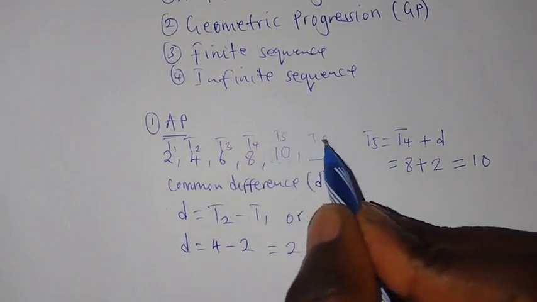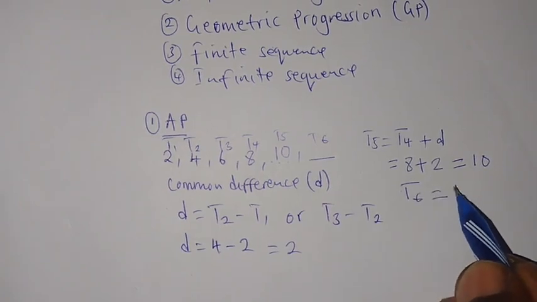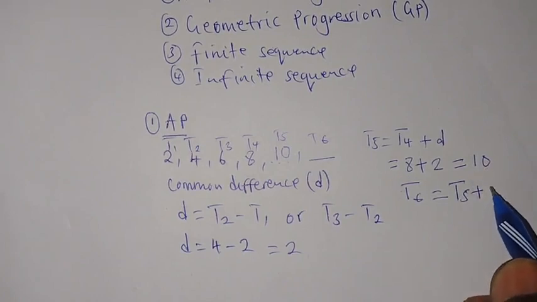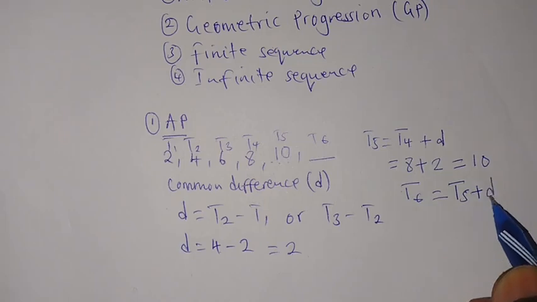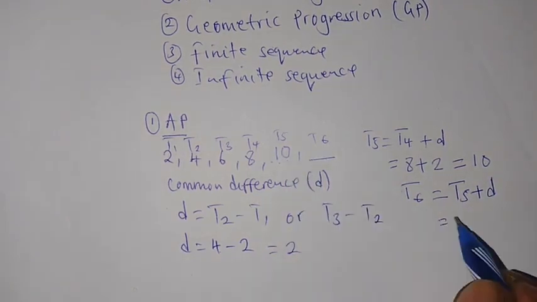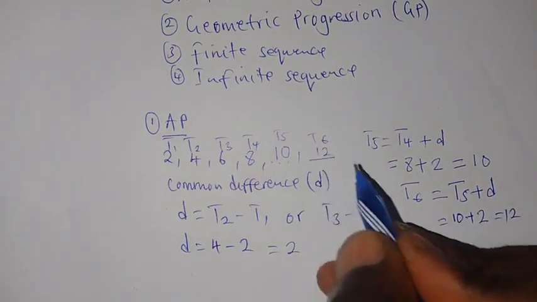If I want to find term 6, I'll say the same. Term 6 is equal to term 5, then I add the difference, okay? The common difference, which is d. So my term 5 is 10, which you have found. The difference is 2. So we are going to have a 12.